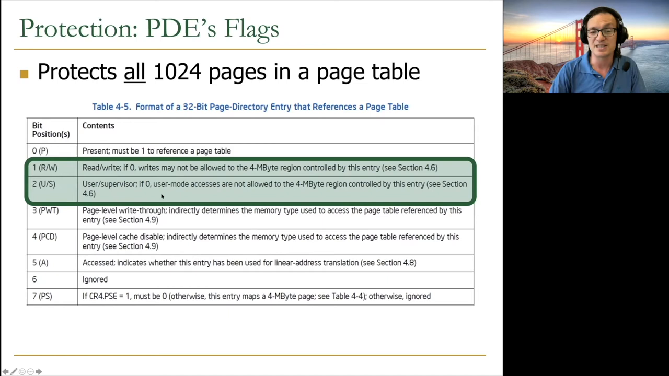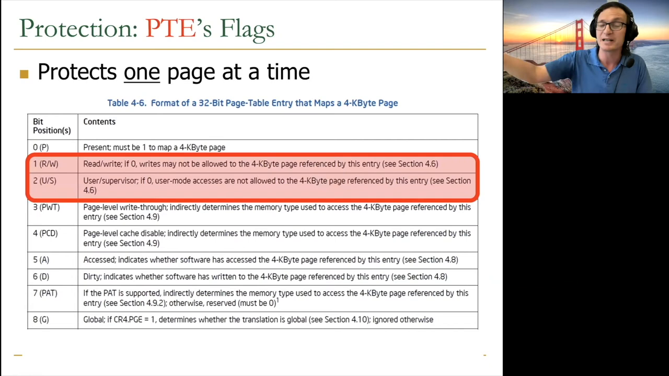And this is the PDE. The PDE protects all 1,024 pages in a page table. This is the first level page table. And then the PTE protects one page at a time. So you have multiple levels of protection when you have multi-level page tables. That's another benefit of multi-level page tables: you can get multiple granularity protection to some limited extent.